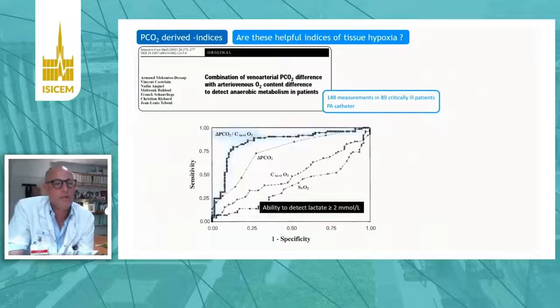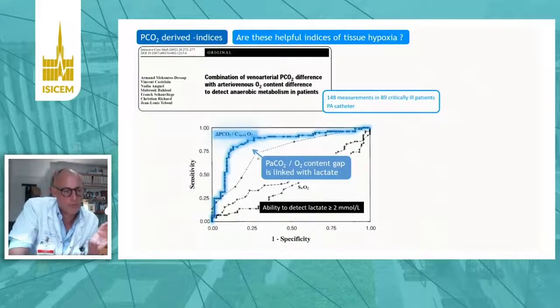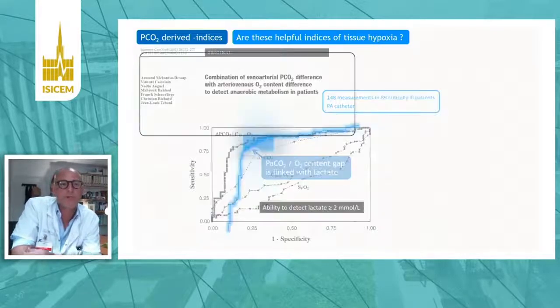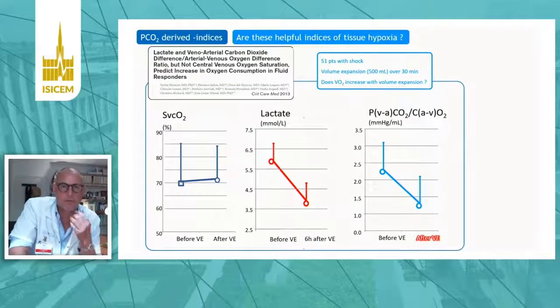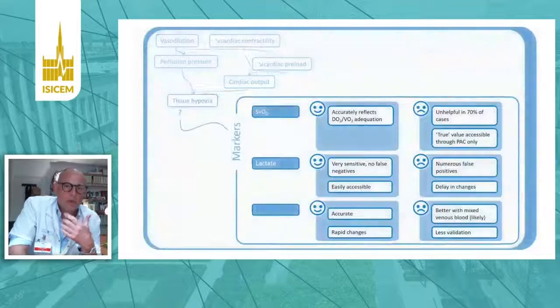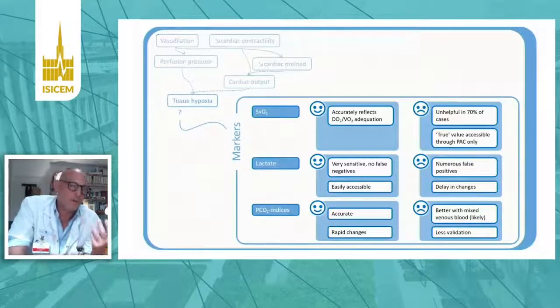In that study, Armand de Sappe and Jean-Louis Teboul showed that it was able to detect high values of lactate, measured here in the mixed venous blood. In the central venous blood here, we show that it immediately follows the improvement of tissue oxygenation after the fluid administration, conversely to lactate. There are some drawbacks, likely it's better to measure it in the mixed venous blood, just like SVO2.